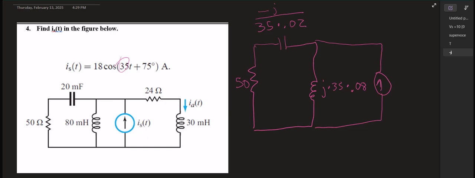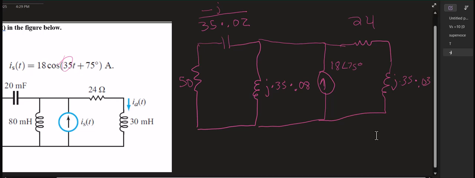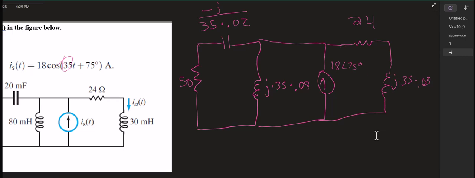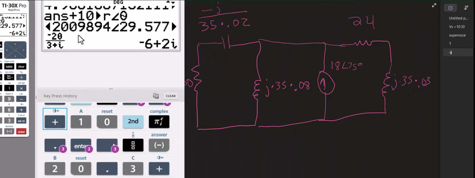I is 18 angle 75 degrees. And then this resistor is 24. And then this inductor is J times 35 times L, which is 0.03. All right, so let's get these values. Minus J over 35 times 0.02.